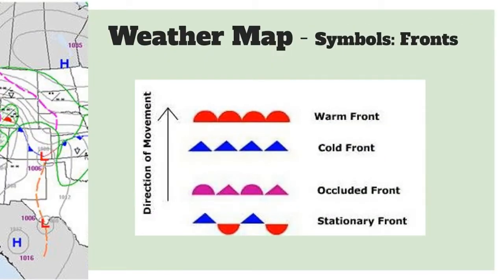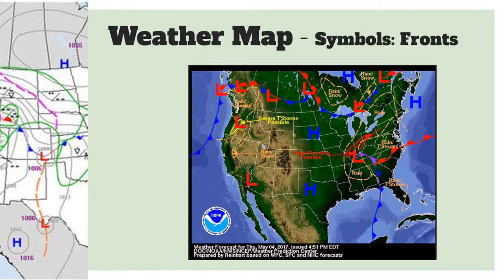Now, here we have a review of our weather map symbols for fronts. A warm front, cold front, occluded front, and a stationary front. So here we have those fronts in action. So we have these symbols for warm front, cold front, stationary front, and occluded front, and they're scattered throughout the map based on the area that they're affecting at the time.